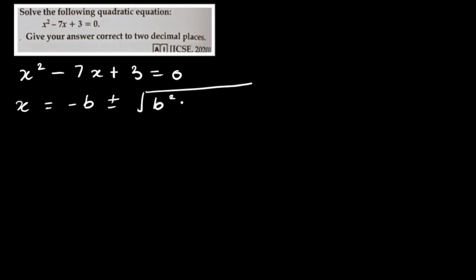The next question is x square minus 7x plus 3 is equal to 0. Again, we have to solve it and give our answer correct to two decimal places. So let's solve this question by using the quadratic formula. The quadratic formula we know: x is equal to minus b plus minus square root of b square minus 4ac, by 2a. And now let's write down the values of a, b and c.